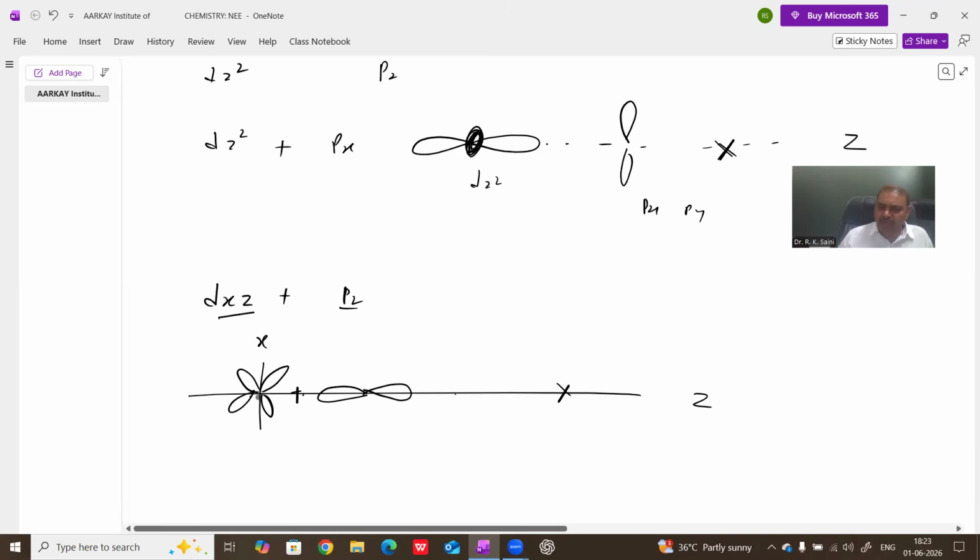No effective overlapping takes place because the interaction is not in the proper direction. This is the z axis, pz, and this is the x axis. Therefore, the orbital is dxz. No bond formation. Another example.